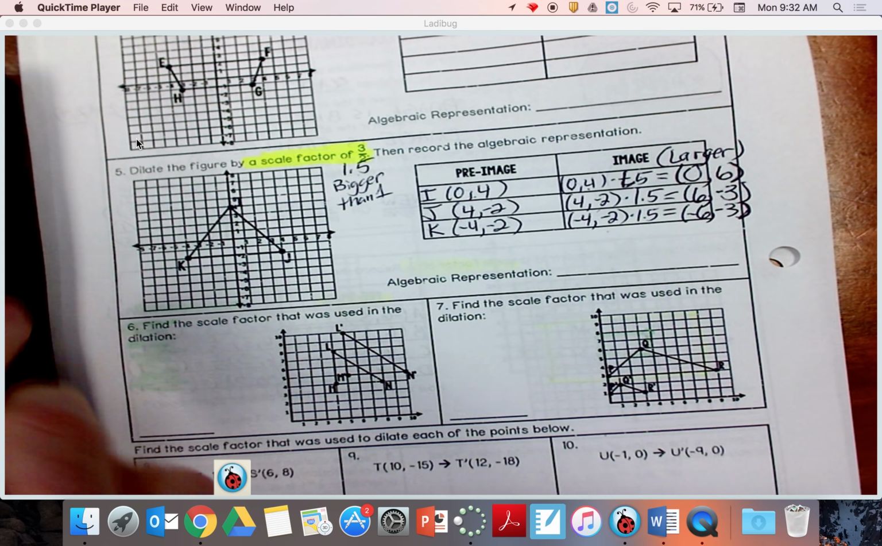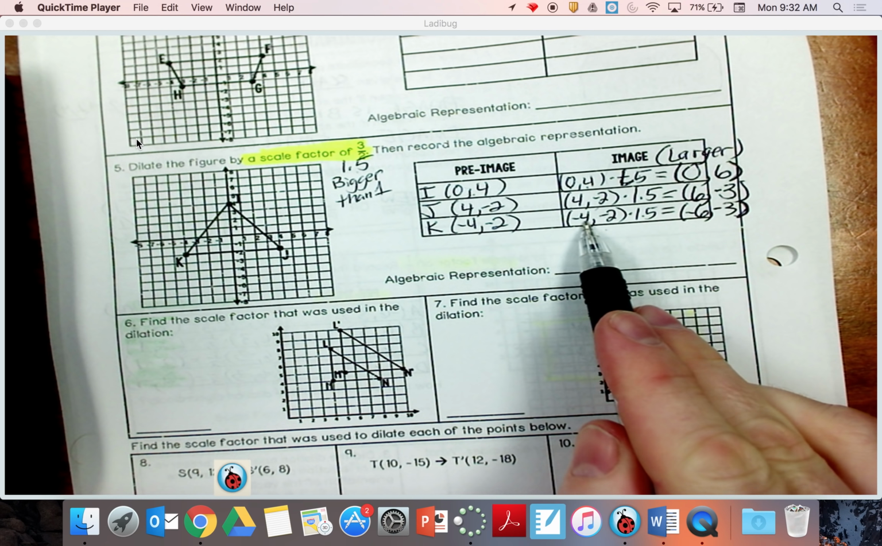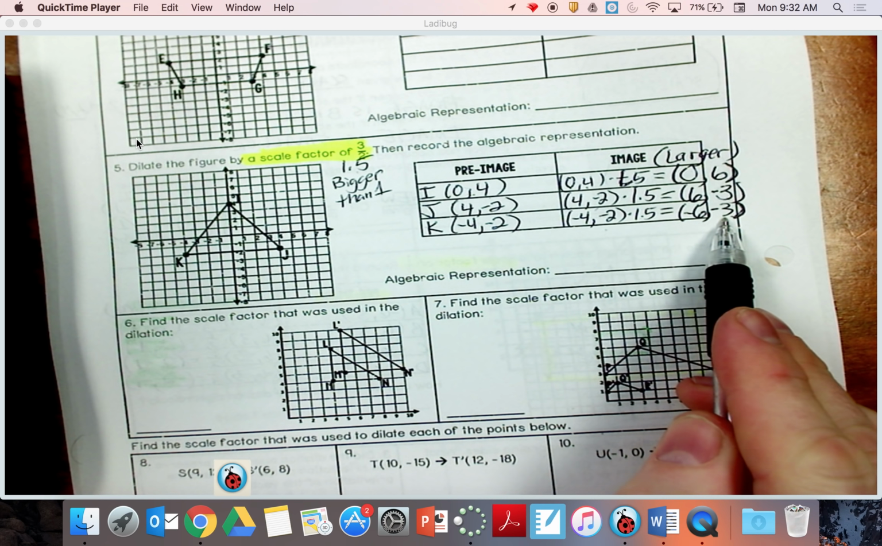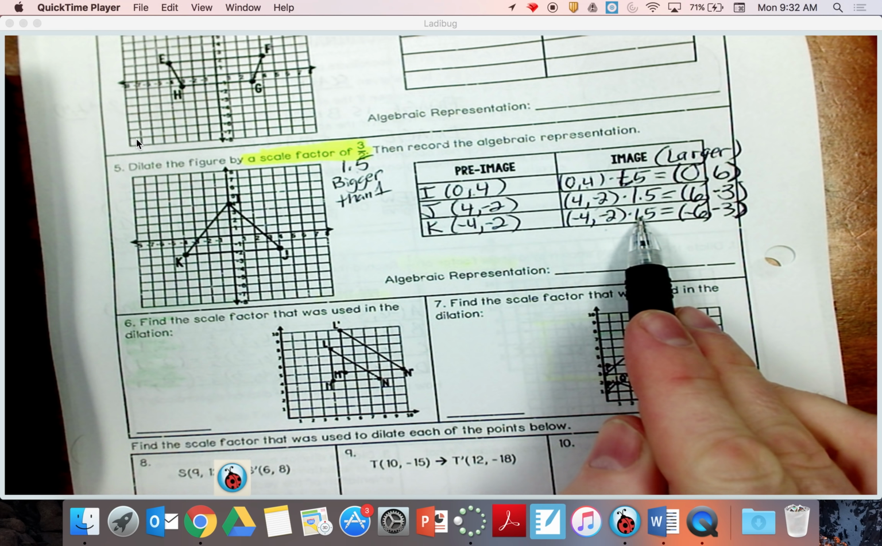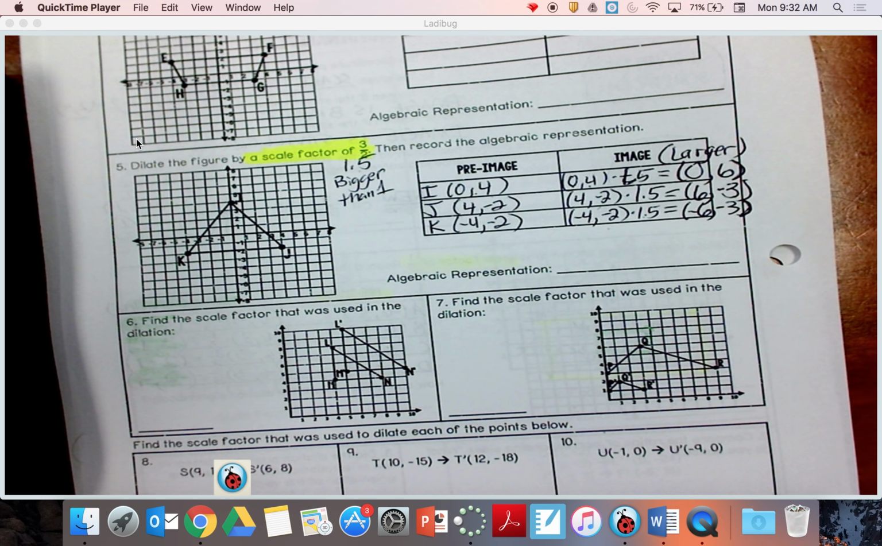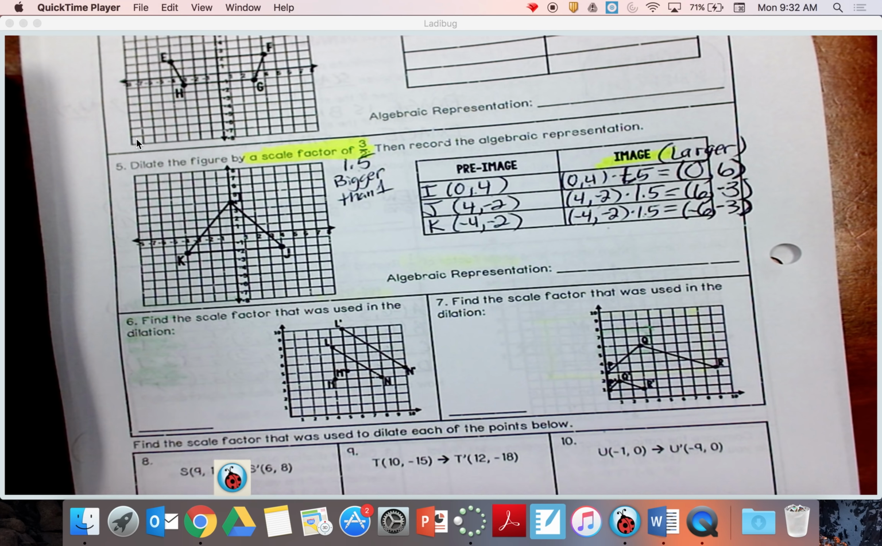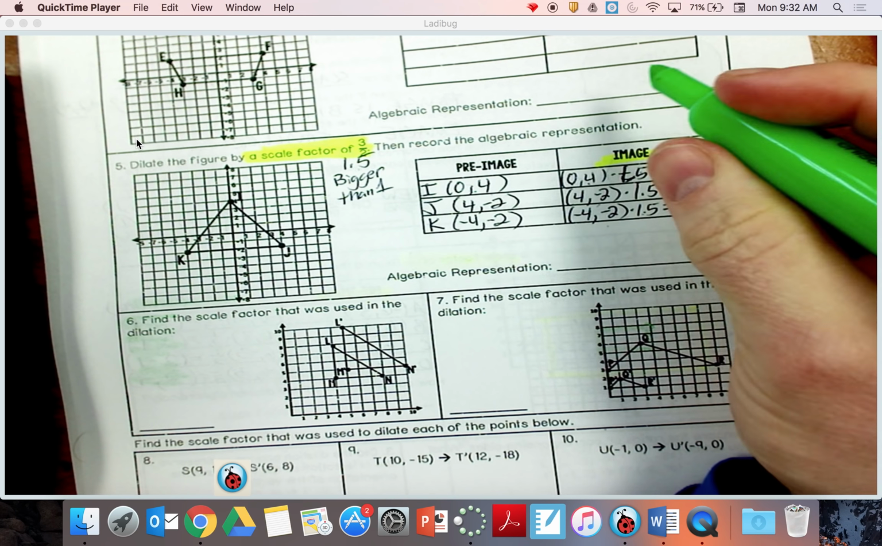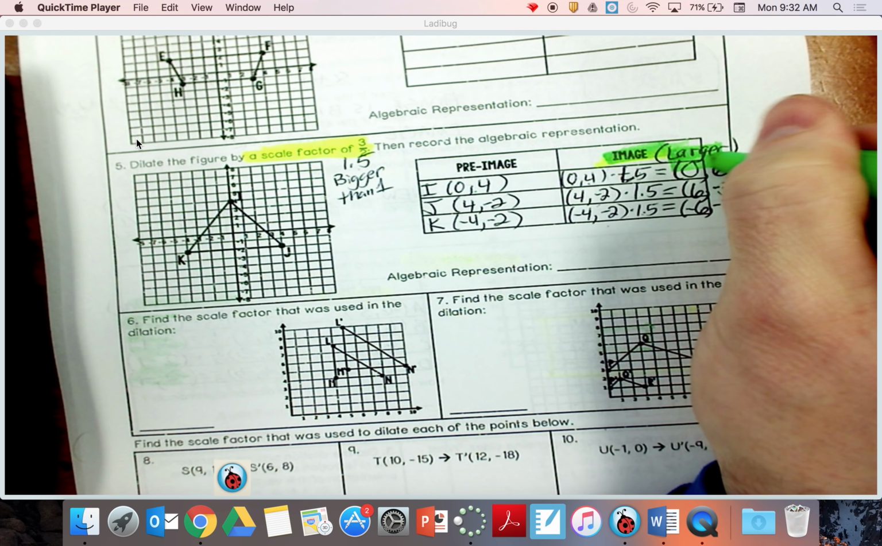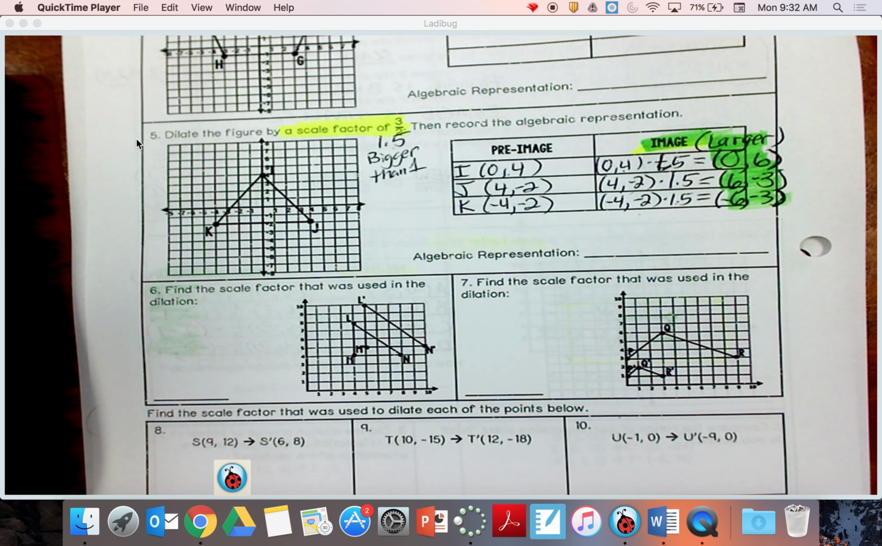Okay, so all I did there was just take my ordered pairs. -4 times 1.5 got 6. 2 times 1.5 got -3. I now have my new points that I can graph there. Let's do that one in green here. So there are my new points that I'm going to put. And it should be a bigger triangle here than my original. So let's see what happens.